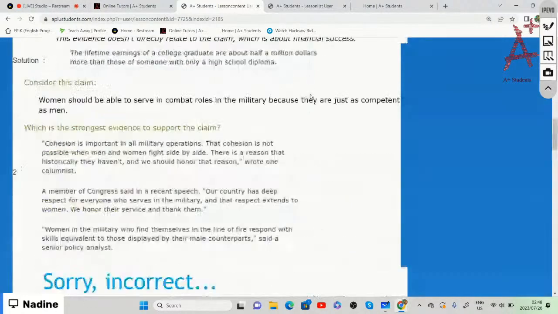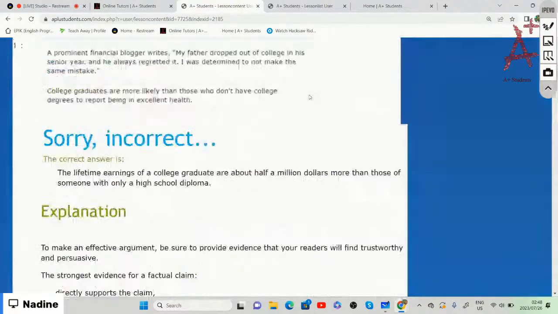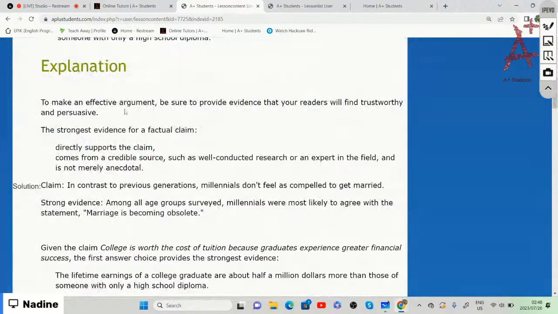All right. So just once again, going over what a claim is. We say that to make an effective argument, you need to be sure to provide evidence that your readers will find trustworthy and persuasive. Remember, if viewers or readers feel the trustworthiness within the reading of your book, they would definitely buy another book or read another book, right?